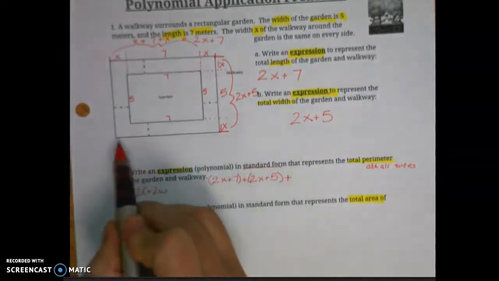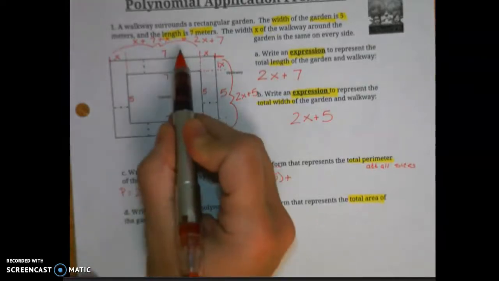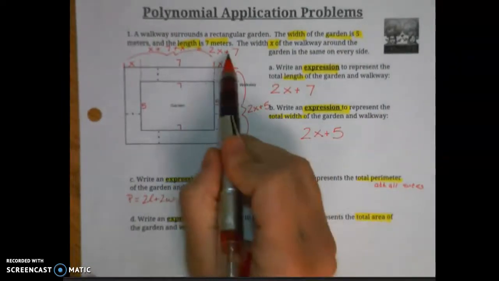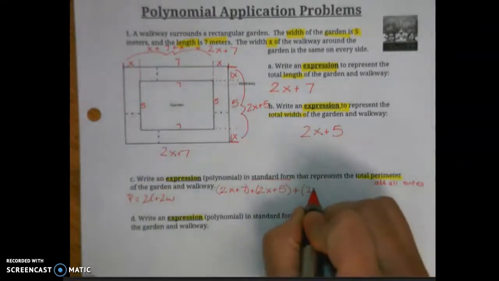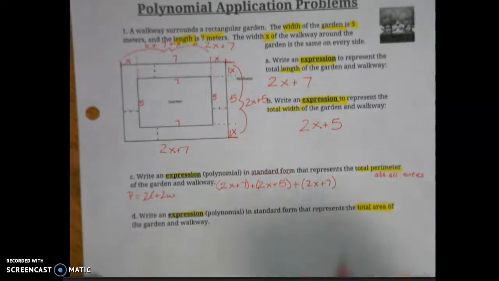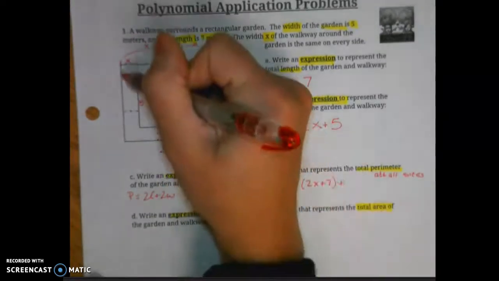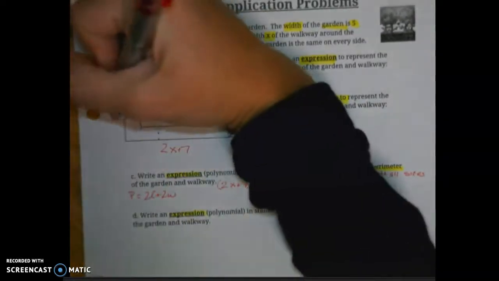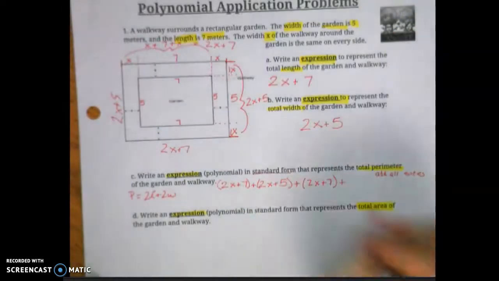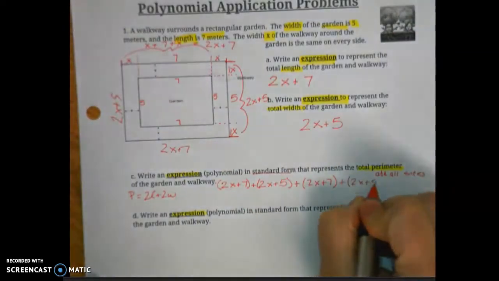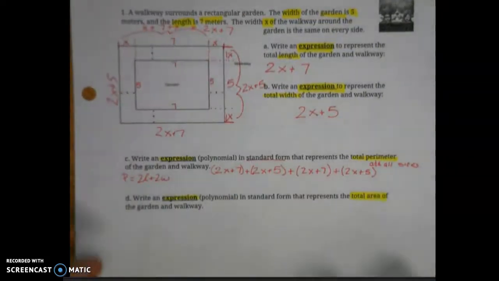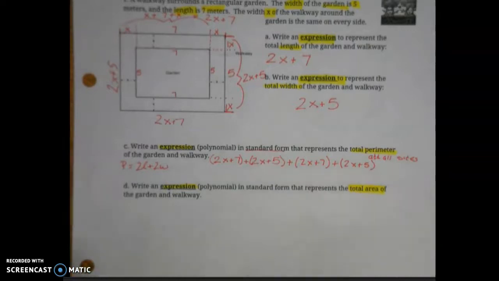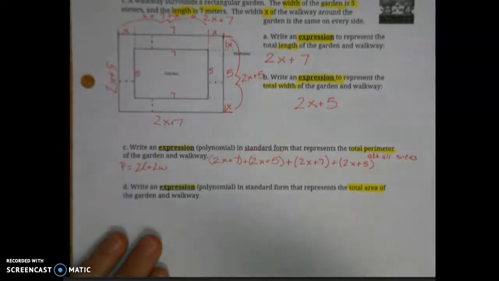And now I'm going to add this length, which is also 2x plus 7, right? It's a rectangle, so whatever this length is, this one is also the same, 2x plus 7, so plus 2x plus 7. Okay. Plus this distance, well, if this is 2x plus 5, we know this is also 2x plus 5. So I'll add 2x plus 5. Because it's all addition, I don't really need the parentheses, so I could just drop those, or I can combine like terms from here.